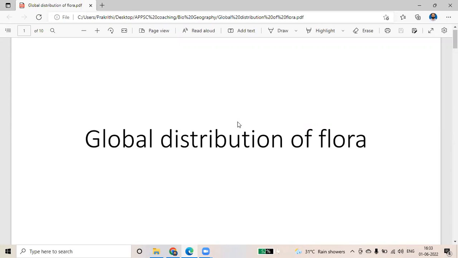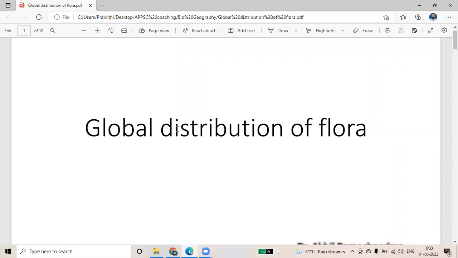तो इसका distribution, how it is being distributed on the Earth's surface, that is very relevant. Today, what we are going to discuss is the plant kingdom. How the plant or plants or the trees or the forest, जो भी हो, how it is being distributed throughout the Earth's surface. इसके बारे में. So the global distribution of flora.